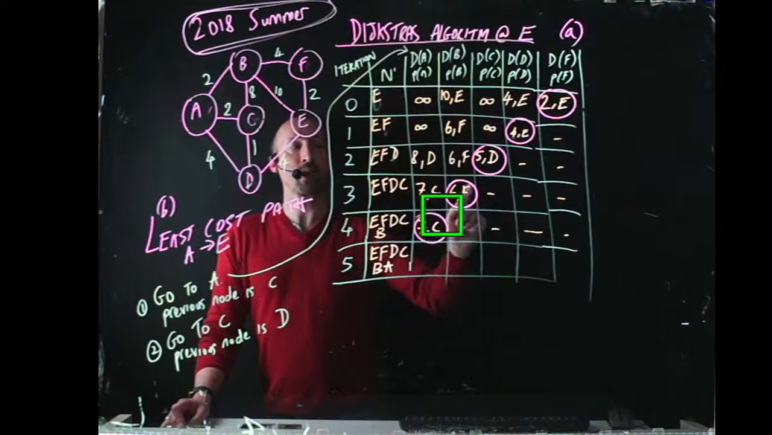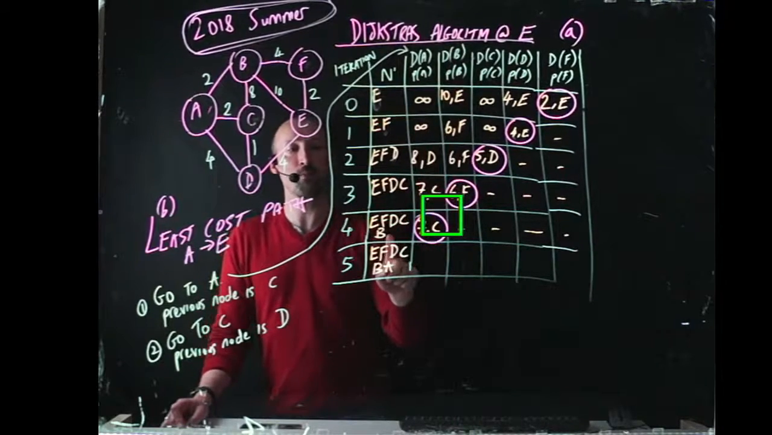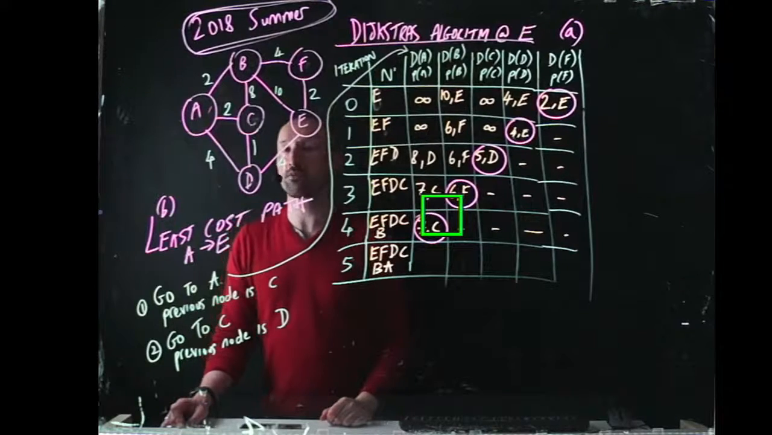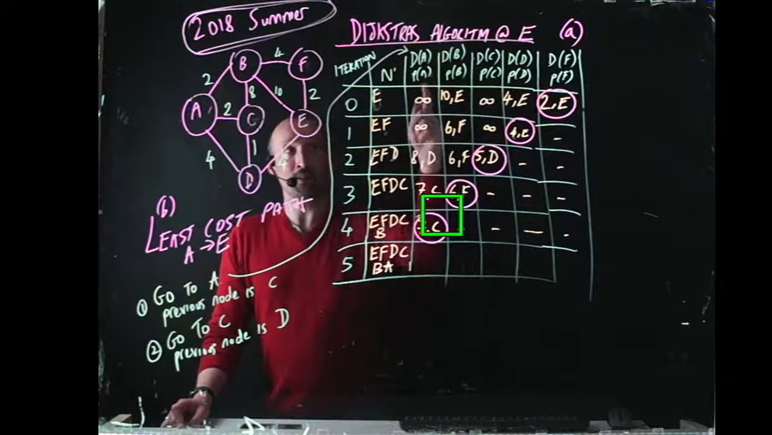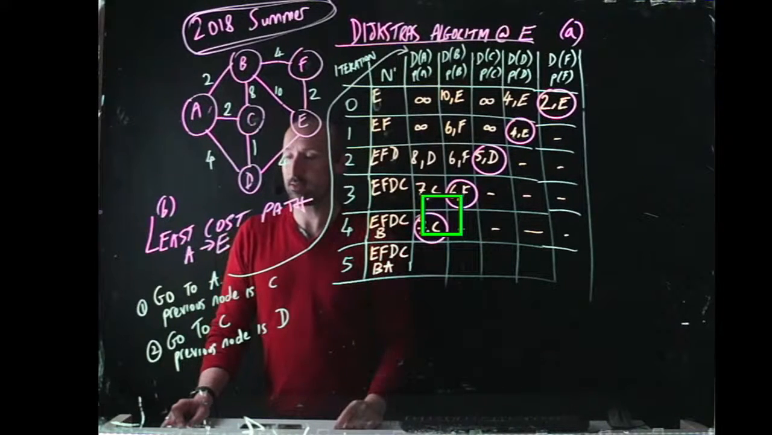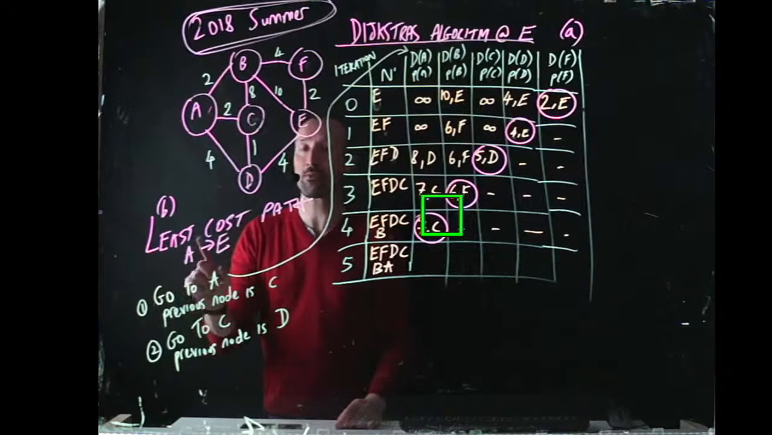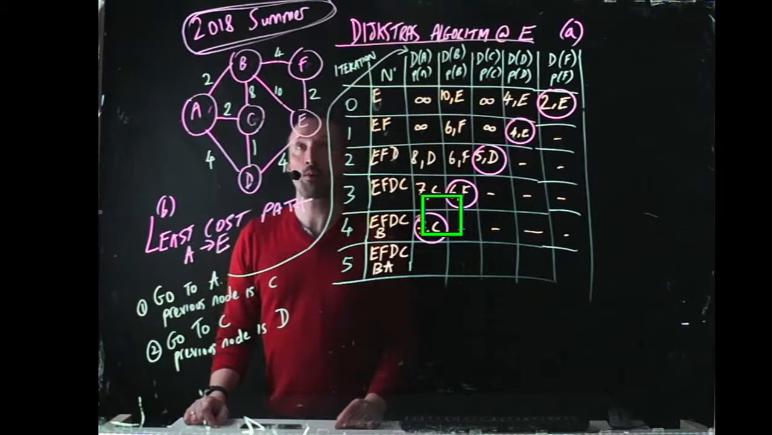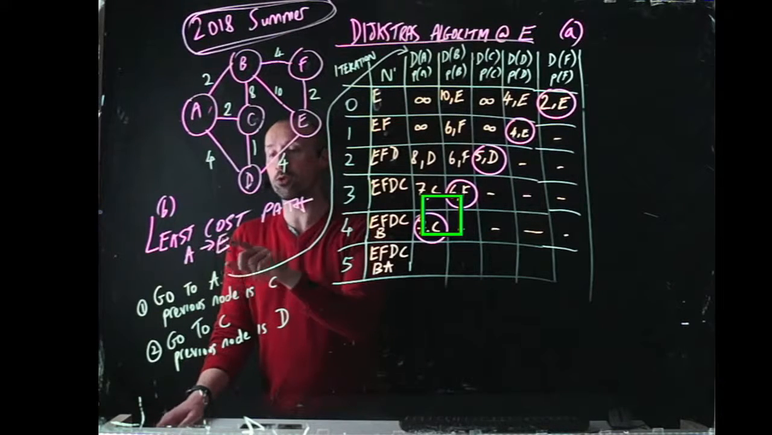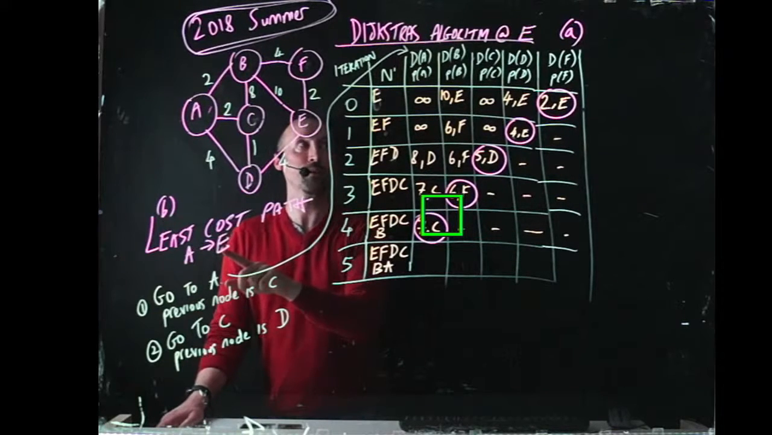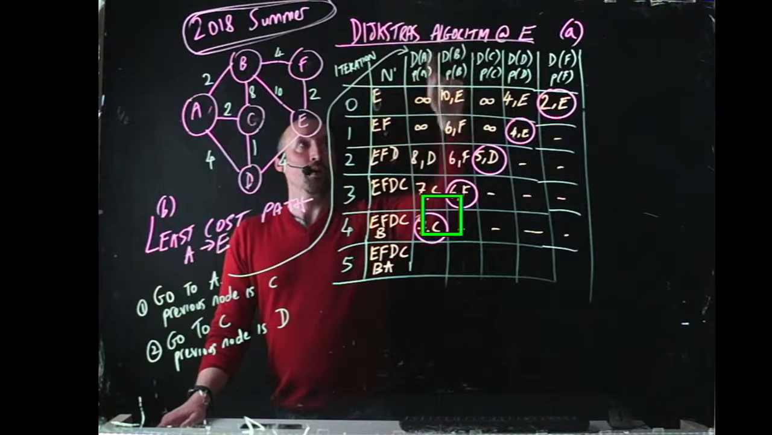I'll review again. This time 6 is the lowest. So I'll add node B to the list of things I know about, and there's only one node left here, which is 7C. So that's how you do it. In the last iteration, I've just added A to the list of things I know about. Now the last part of the question here was, what was the least cost path to get from A to E?